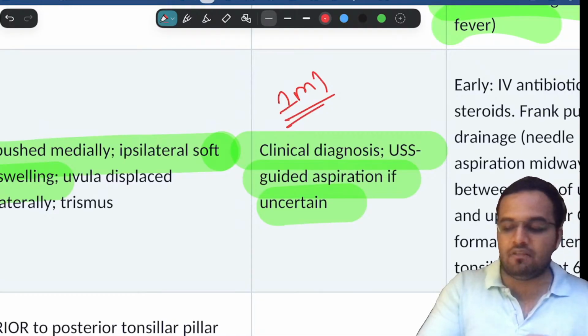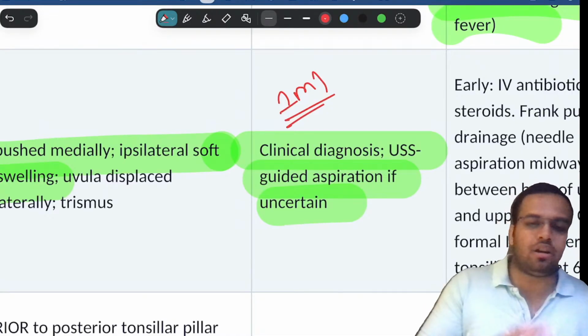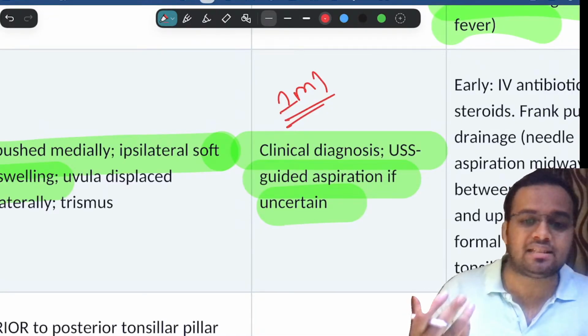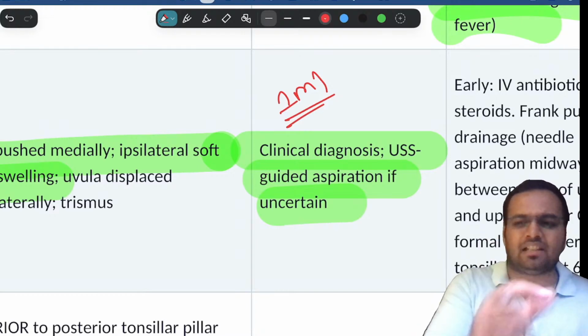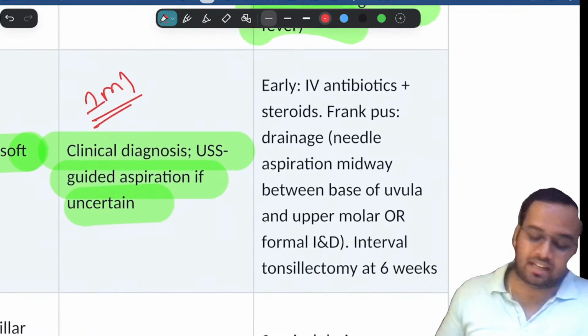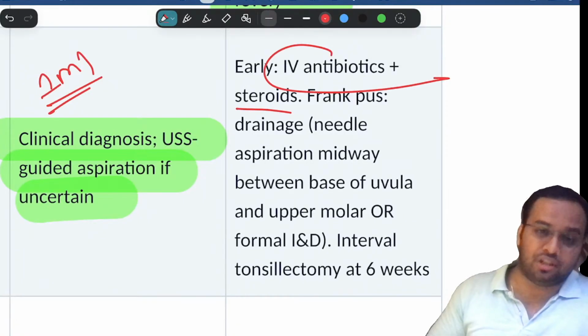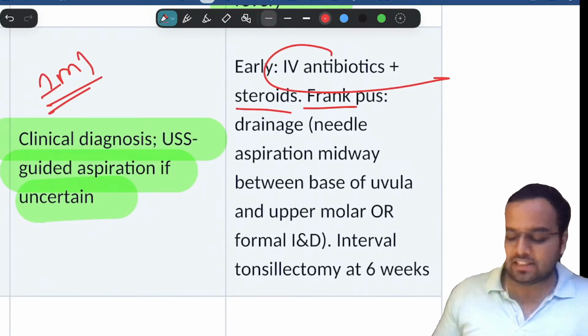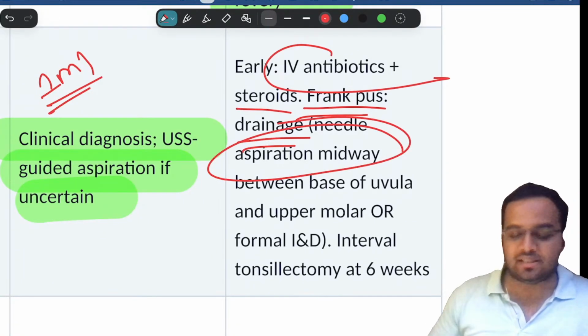It might not come like 10 ml or 15 ml of pus, that cannot come out, but after giving an incision, only a small amount of pus, hardly 0.5 to 1 ml, might come, but it is going to give rapid symptomatic relief. So, IV antibiotics and steroids. If it is a frank pus drainage, needle aspiration can be done.